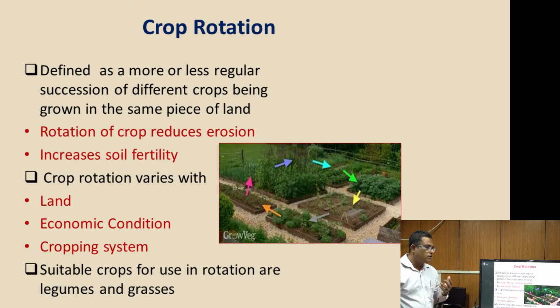The advantage of this is that rotation of crops reduces erosion. How does it reduce erosion? Because when we grow crops of different types, say a cereal crop and a legume crop, they have different structure, different canopy, different root zone, different root profile. So one would be erosion permitting, the other would be erosion resisting.